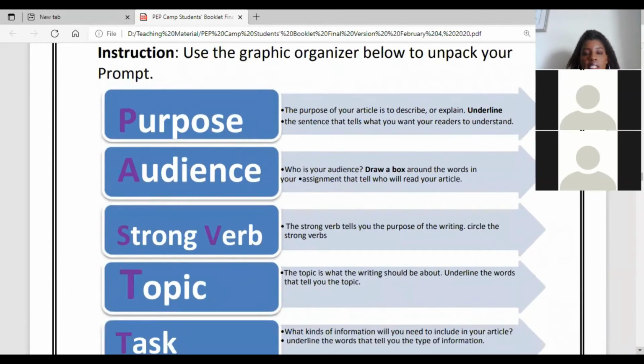The A stands for audience, and the audience is who will be reading.